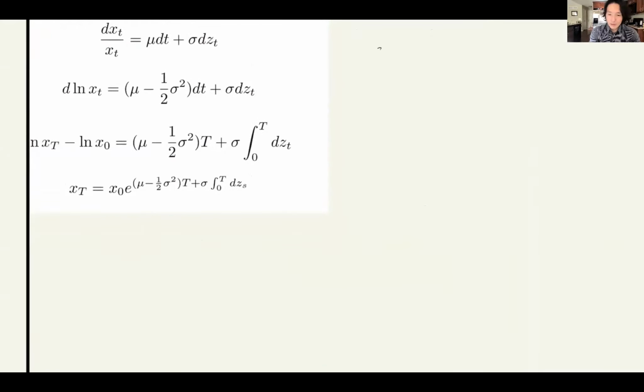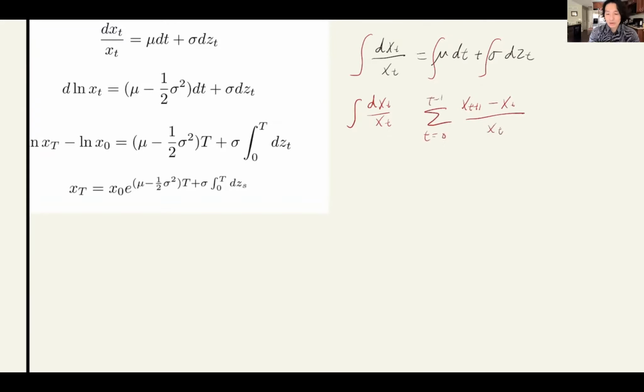Now dxt equals mu xt dt plus sigma xt dzt. We cannot use the same technique as before by just integrating both sides. Why not? Because the terms on the right-hand side you can integrate out, that's easy. But this is not easy, because in a discrete time analog, this will be like a sum from 0 to t minus 1, and this is not possible. I mean, it is possible, but there is no closed form solution.